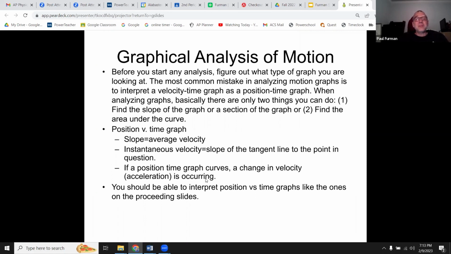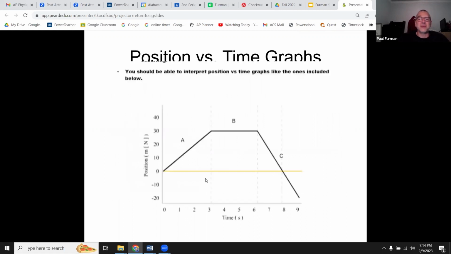So if you have a position versus time graph, all you have to do is look at the slope, and you can use the term slope and velocity interchangeably. If you have a positive slope, you've got a positive velocity. You've got a negative slope, negative velocity. If you have a zero slope, you have a zero velocity.